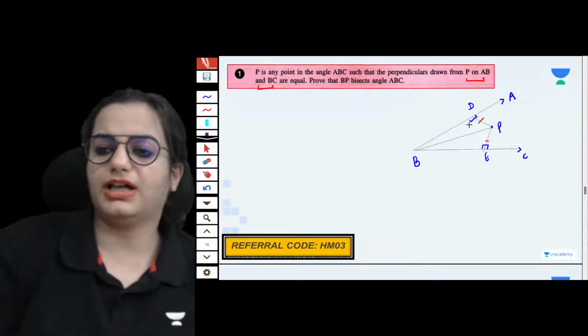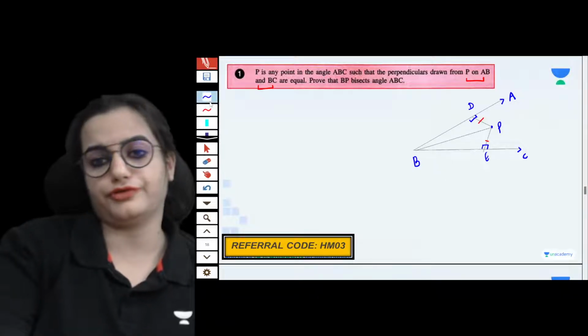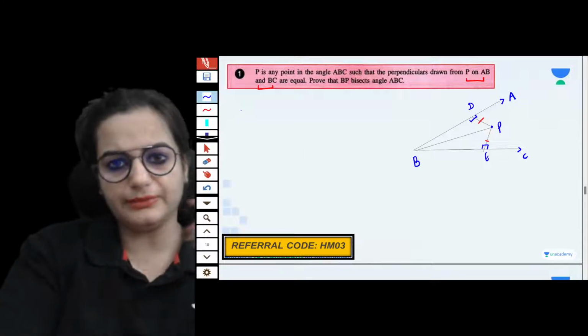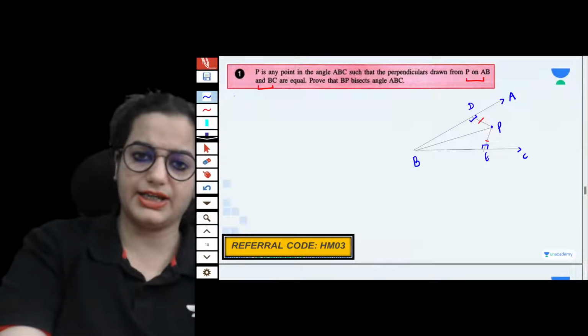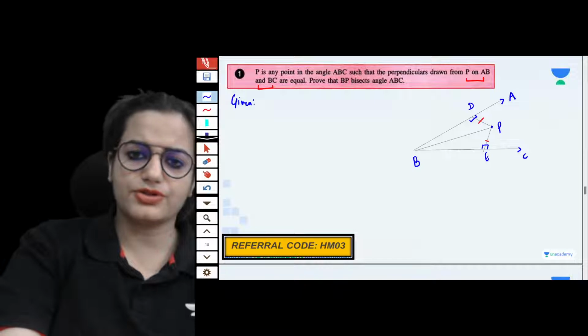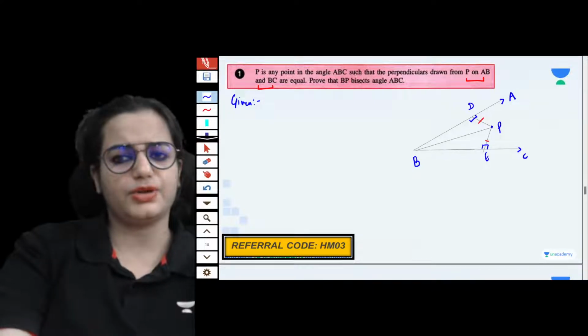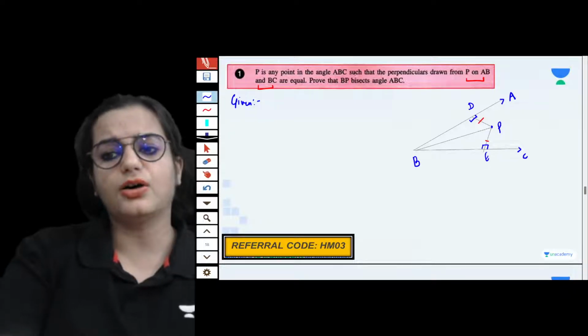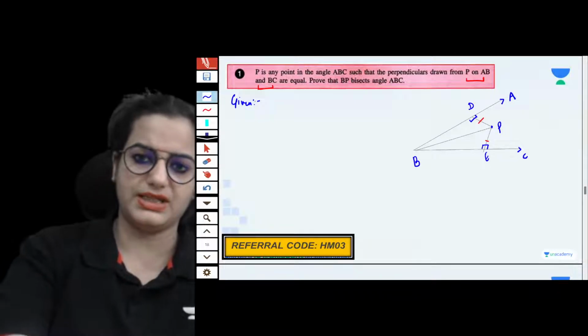ठीक है, चलो. Now the next, how can we prove? First of all you should write down the given part. गिवन पार्ट में आपने फिगर बना लिया हमने. फिगर के बाद आपका क्या प्रोसीजर चलता है? यहाँ पे गिवन आप क्वेश्चन से भी लिखना चाहे तो लिख सकते हैं, P is any point in the angle ABC, या सिर्फ ये लिख सकते हैं, PD is perpendicular on AB, PD is equals to PE.